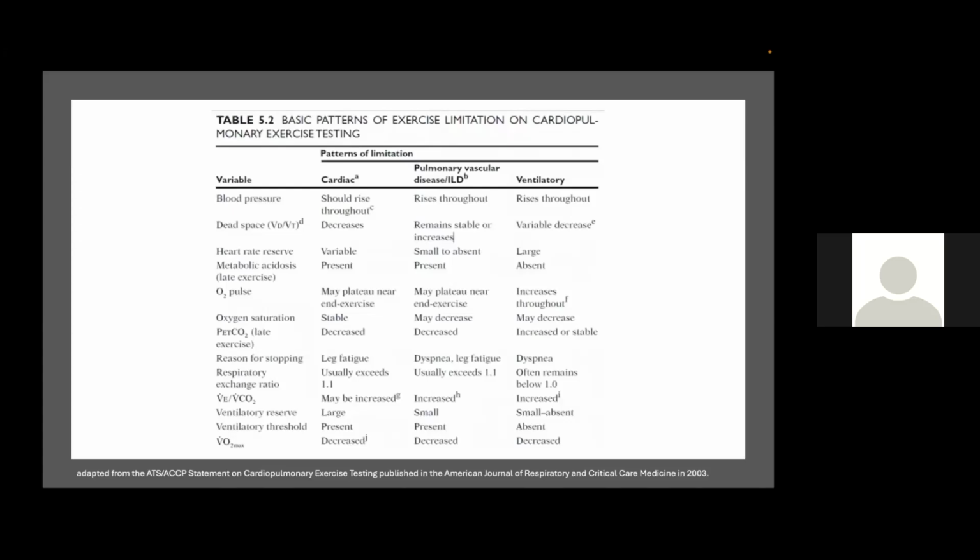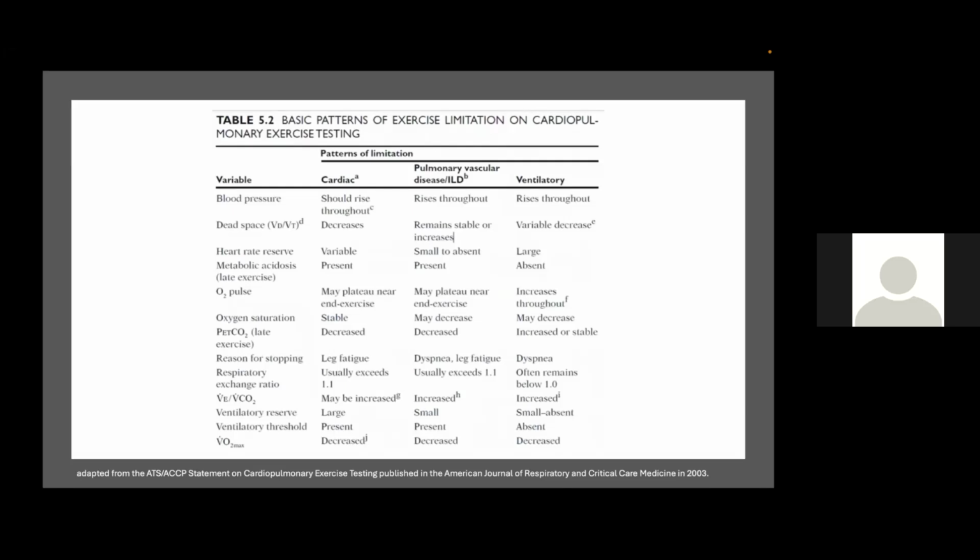So if it's present, that's abnormal, then we look for the other parameters. Usually in cardiac patients we'll have a large ventilatory reserve because we don't have lung problems. The slope may be increased. I will start from the bottom because it's better to understand the interpretation. Then usually the cardiac patient will stop the exercise due to leg fatigue. This is also another important piece of information.